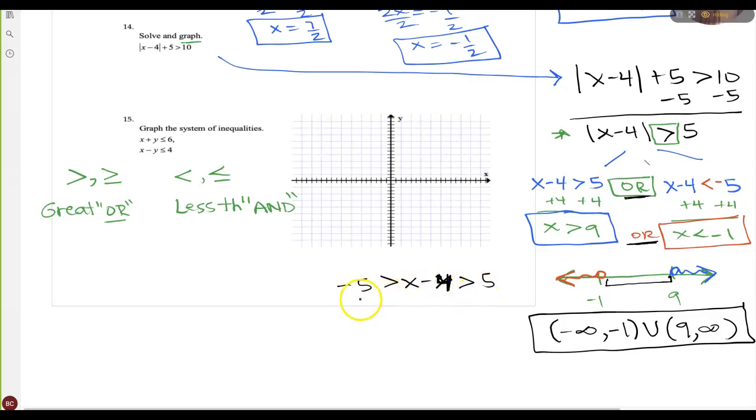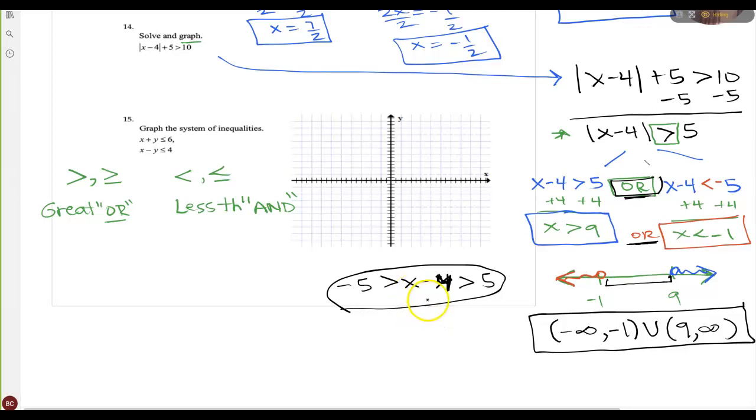Yeah, so this is an and statement. We would be saying all of the stuff in between there would be our answer. So we don't ever write or statements this way. This is an and statement. If this was going the other way, then yeah. But when I did it, it gave me the same graph and the same solution.